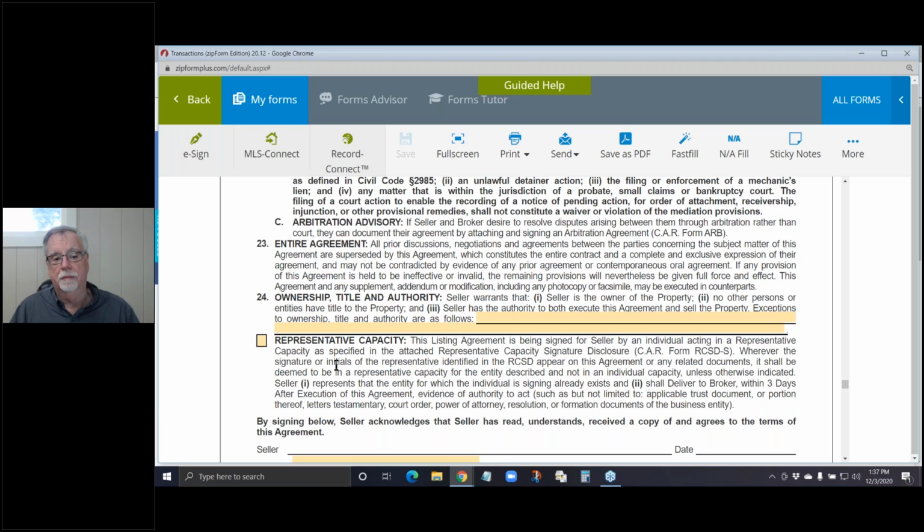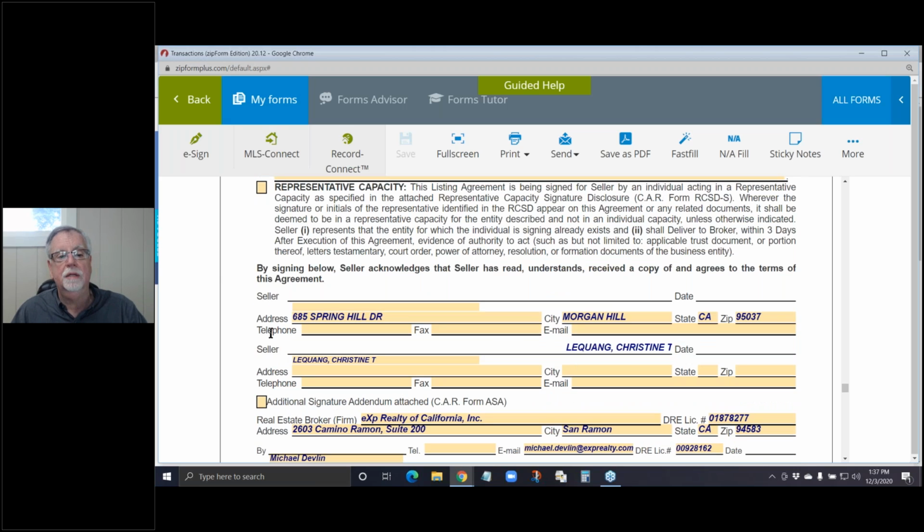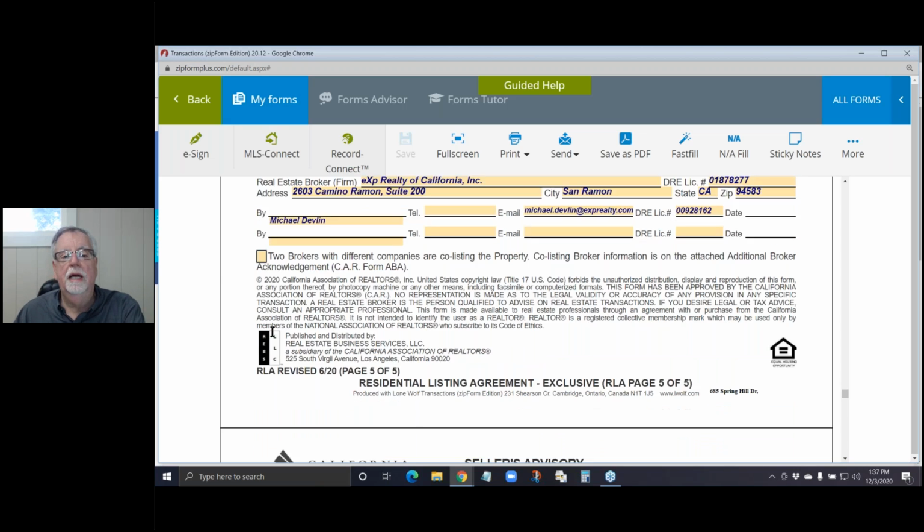But you would ask them, is the property in a trust? Is it held by an LLC? If so, if that's who you're signing on behalf of, that's representative capacity. You would check the box, go ahead, fill it out, sign it.